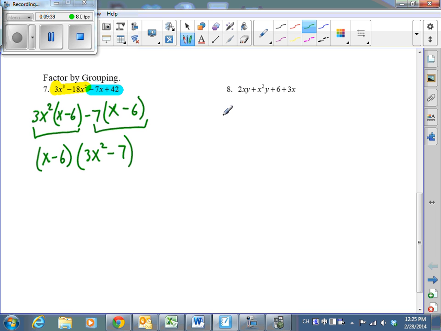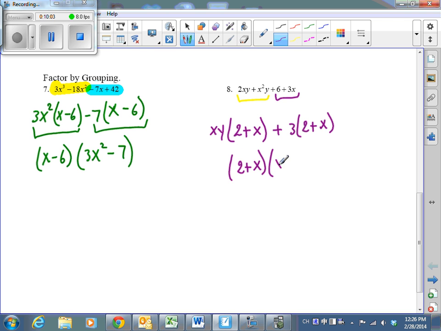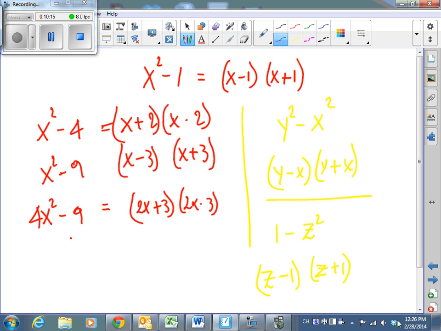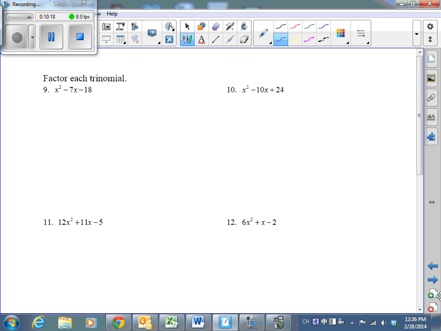Let's look at number 8. Let's do it a little faster. These 2, what do they have in common? An x and a y. Once you factor it, what's left? 2 plus x. Last 2, what do they have in common? 3. And you have again 2 plus x. Once you take 2 plus x out of both, what's the leftover? Yeah, plus 3. Xy plus 3. Life is beautiful. Easy. This is too easy, right? Hopefully it gets harder.